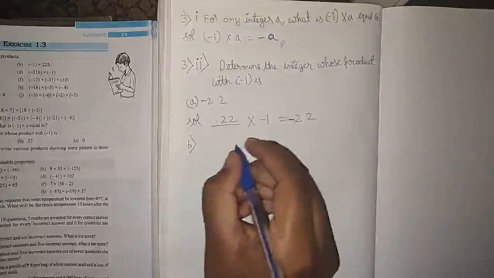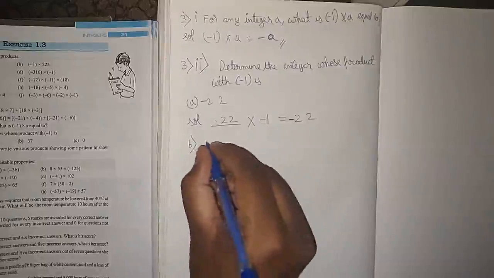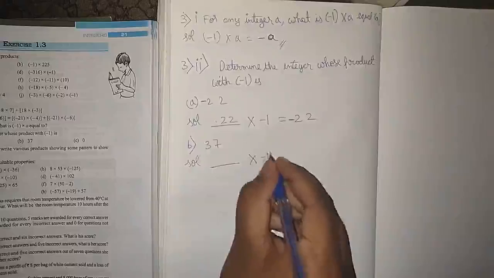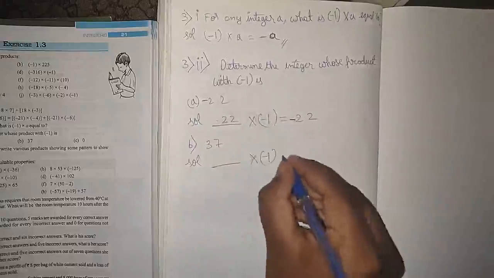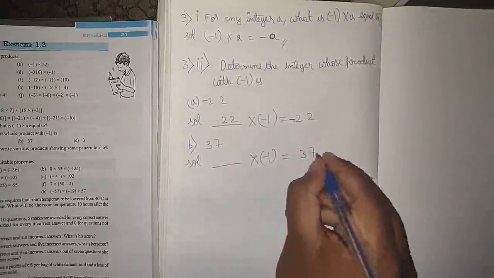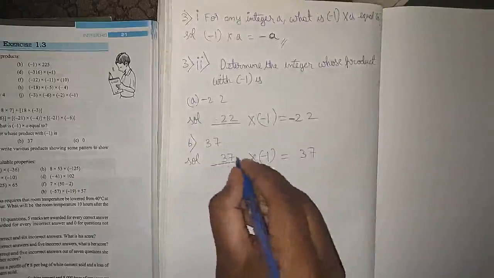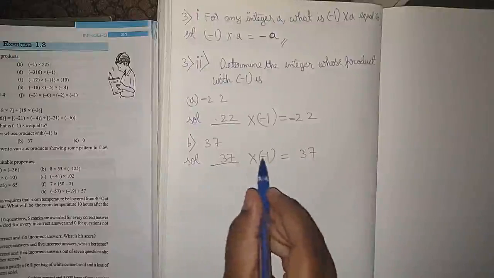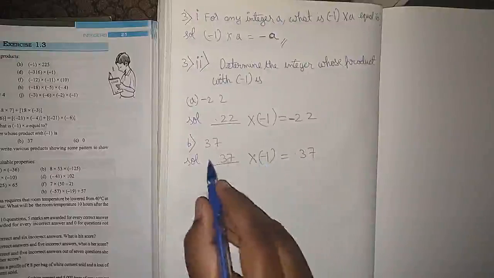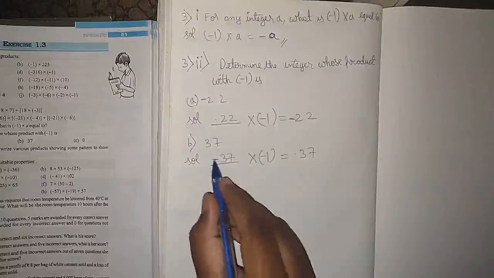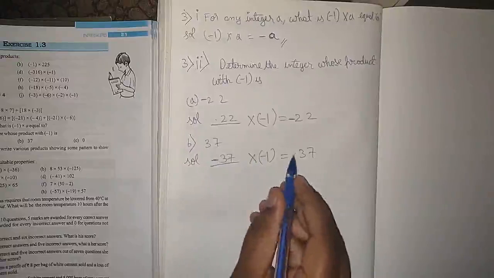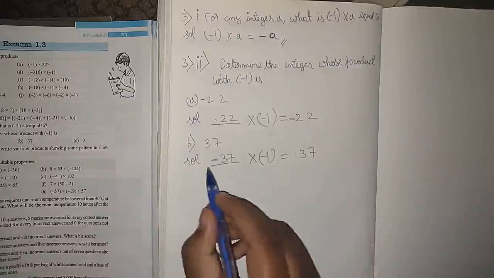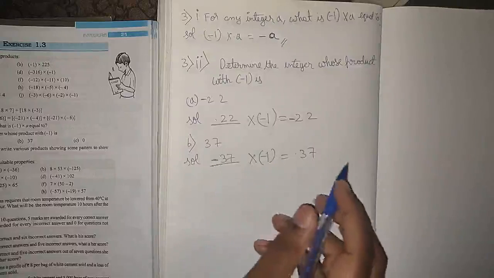Now let's go to the B part of the same question. 37. Solution same. Dash into minus 1 will give you 37. So you know 37 into 1 is 37, but you should deal with the minus sign. So here plus sign is there. So minus into minus you will get as plus. 37 into 1 you will get as 37. So minus 37, if I multiply with minus 1 I will get 37.